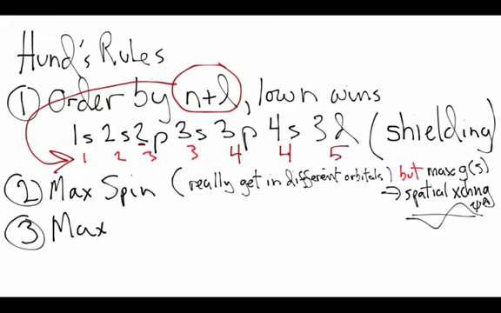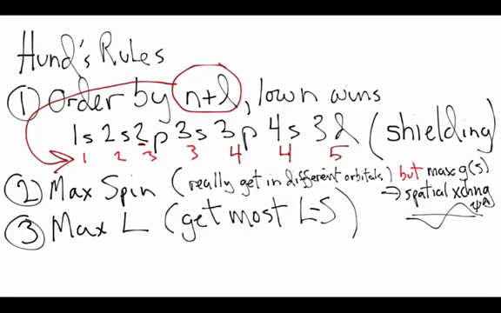Now the third rule is that we maximize L. We maximize the orbital angular momentum, and basically once we've maximized the spin and we have the electrons as far apart from one another as possible, then we may as well get the most that we can out of this spin-orbit coupling business. And so that's why in the end we look to get the electrons in the highest possible total angular momentum state, because then you can get the most current basically going on to get the spin-orbit coupling maxed out.